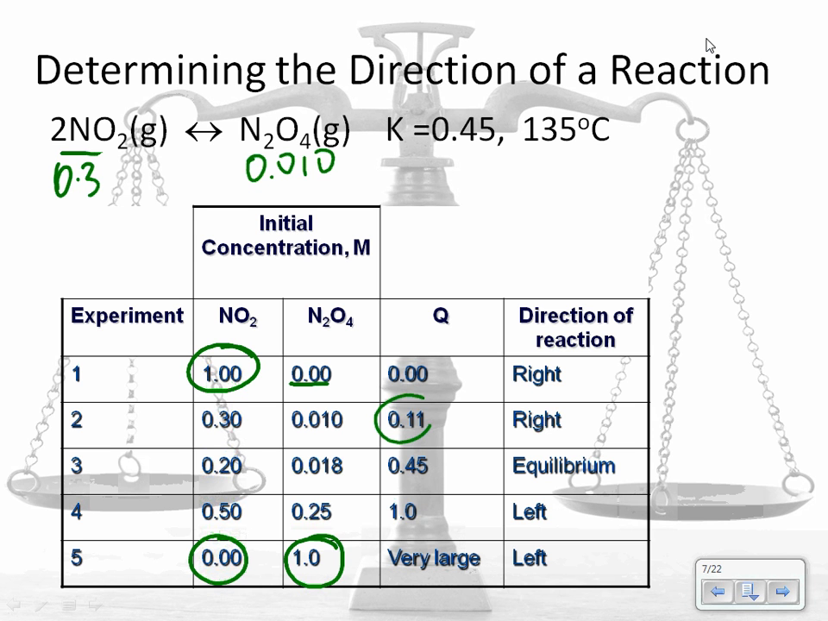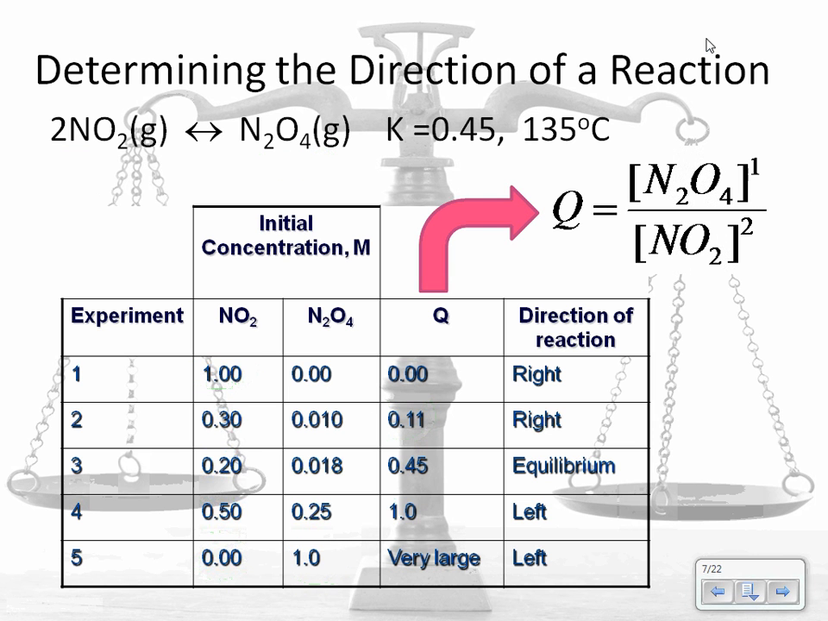So I've got this value for Q. Where the heck did I get that number from? Here is my Q equation again. My products are on the top, my reactants are on the bottom, and I basically plug in these two numbers. So I plug in 0.3 on the bottom squared, 0.01 on top, divide the two, and I get 0.11.